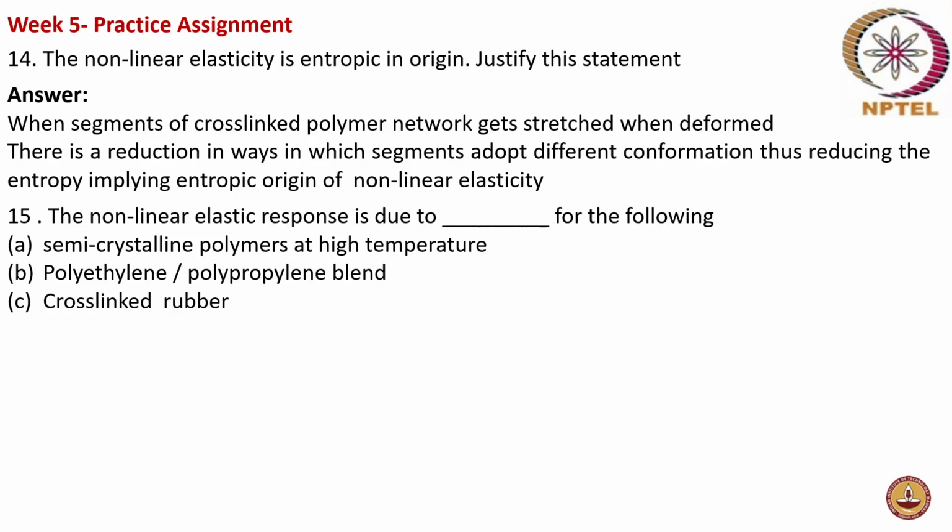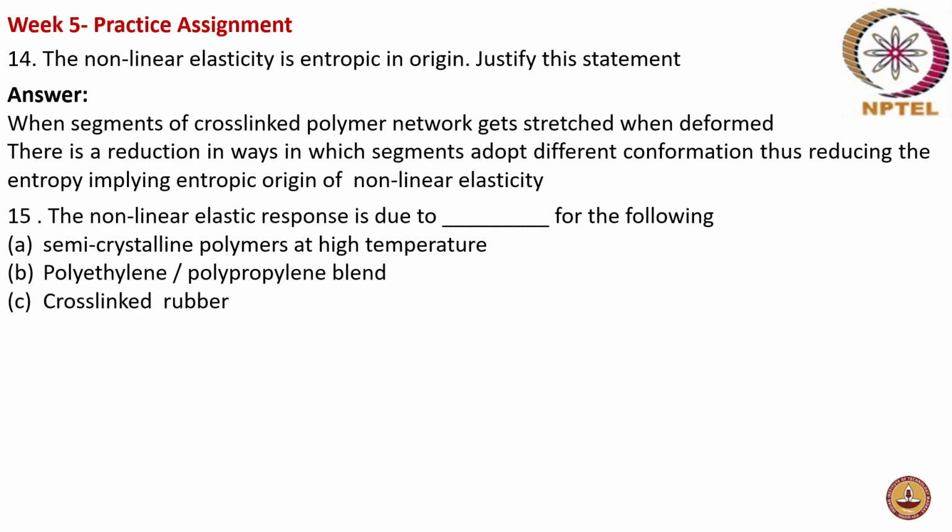Yeah. The next question is, nonlinear elastic response is due to dash for the following materials. So I'll just give you three set of materials. You have to say why there is a nonlinear elastic response in these. One is a semicrystalline polymer at high temperature. Two, polyethylene polypropylene blend. And then the third one is cross-linked rubber. Why is there a nonlinear elastic response?